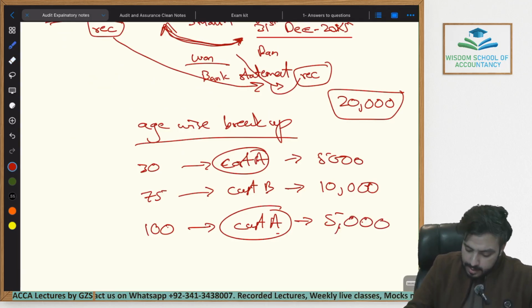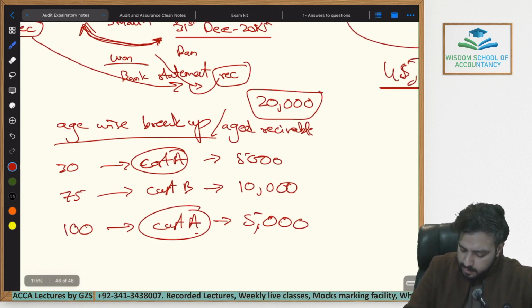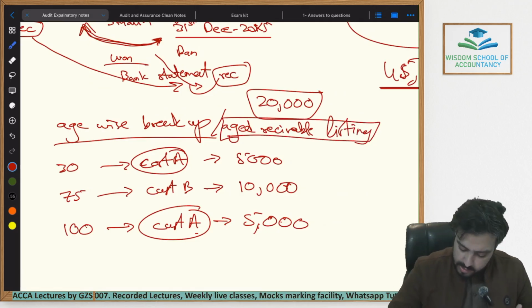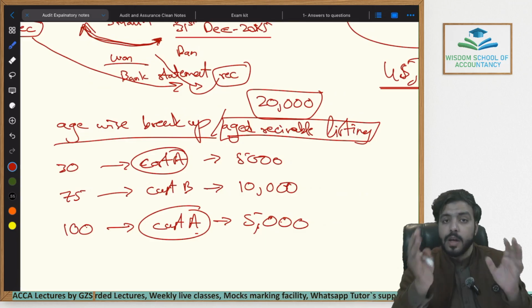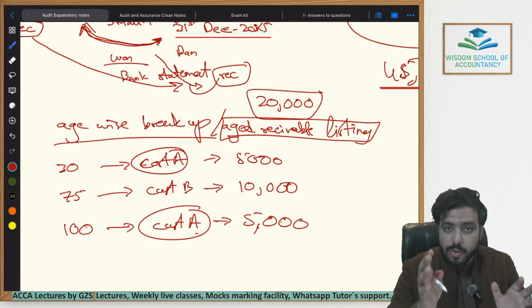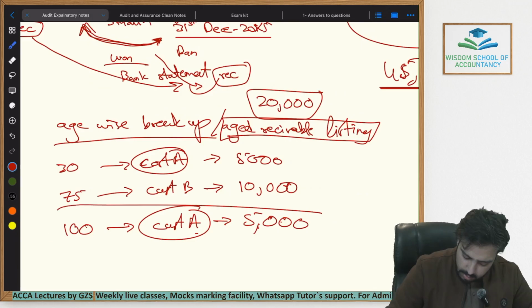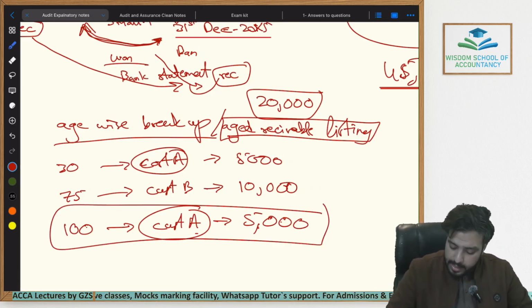The name of this specific thing that you ask from the management is known as an aged receivable listing. The most technically appropriate name for this breakup that you ask from the management is aged receivable listing. So you ask the management to give you an aged receivable listing. From that listing, you identify which customers are long outstanding, and then you discuss with the management the need against these receivables.